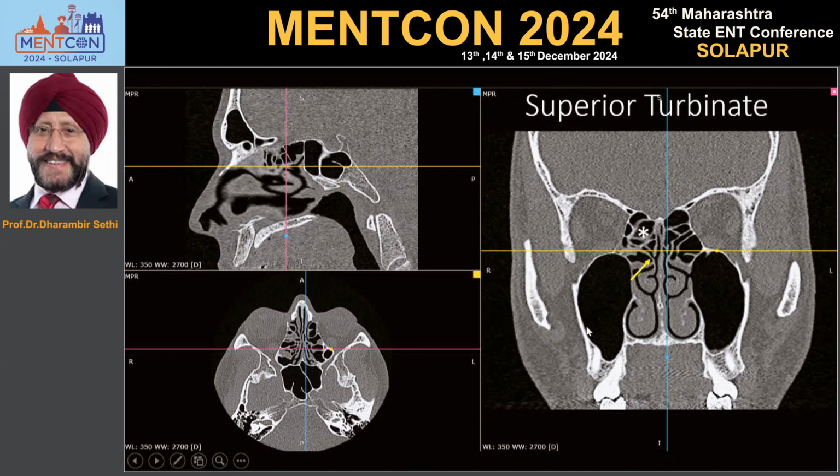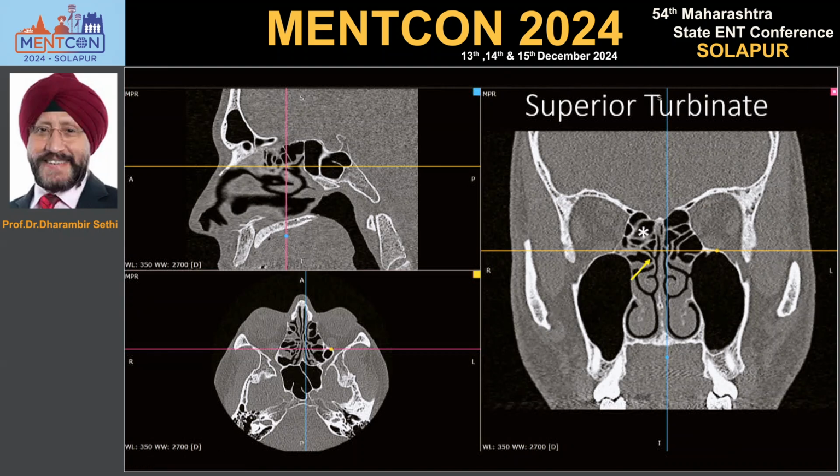The superior turbinate, how do you know you are at the superior turbinate? Well, if you see the free border of the superior turbinate right here, this is the basal lamella, and this is the superior turbinate. Once you see the superior turbinate, you know that you are in the posterior ethmoidal cell.